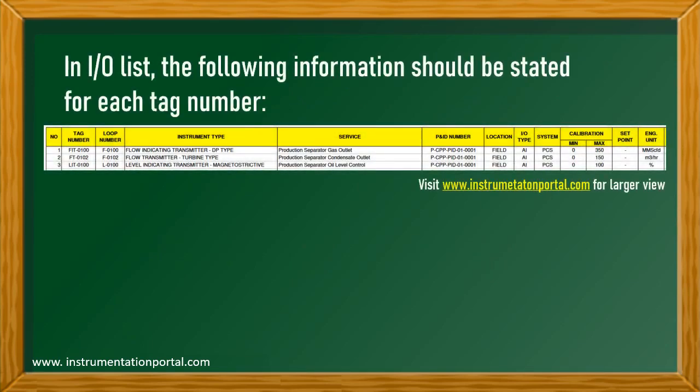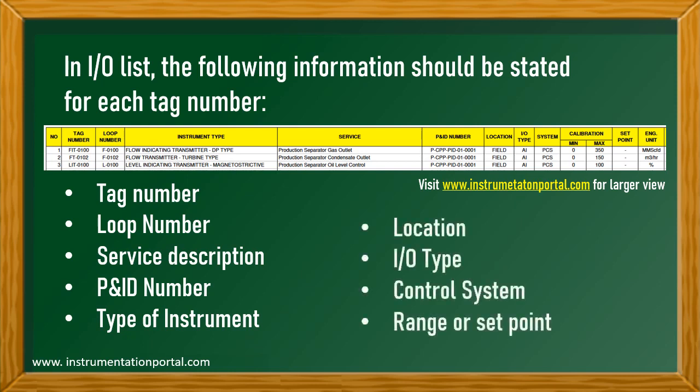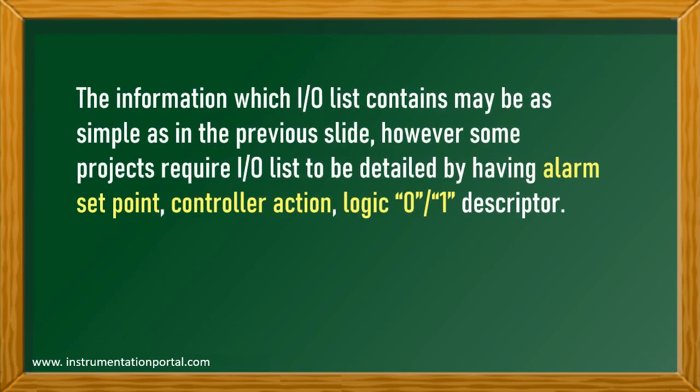In I/O list, the following information should be stated for each tag number as minimum: tag number, loop number, service description, P&ID number, type of instrument, location, I/O type, control system, and range or set point. The information columns which I/O list contains may be as simple as in the previous slide. However, some projects require I/O list to be detailed by having alarm set point, controller action, and logic 0 or 1 descriptor.